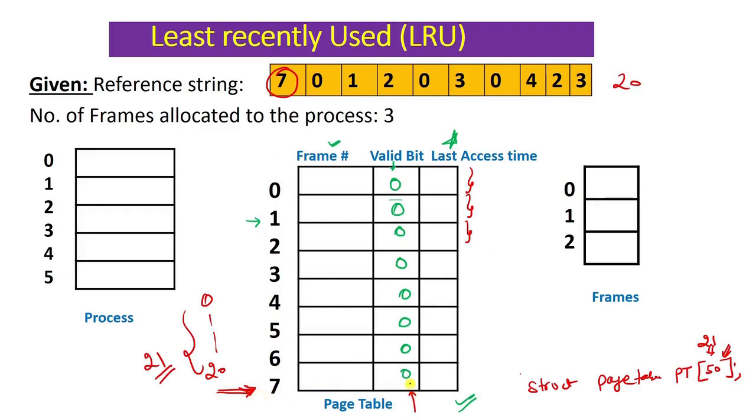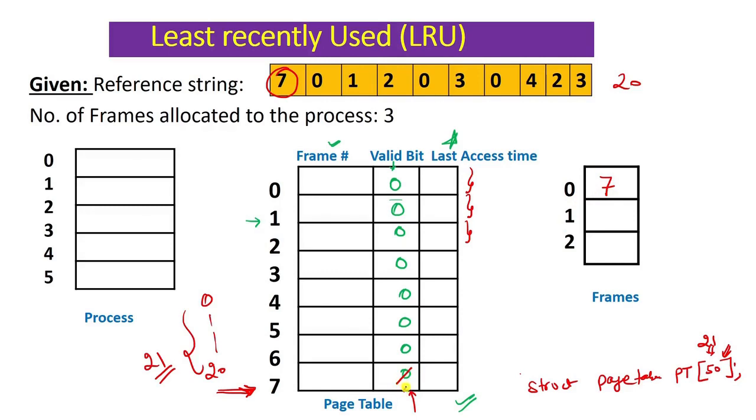If the valid bit is 0, that means the 7th page is not present inside any of the frames. But if it is 1, then we will check the frame number and see that that particular frame contains my 7th page. Initially, 7 will generate a page fault because the valid bit is 0. So I will find a free frame and put 7 there, here in the 0th frame.